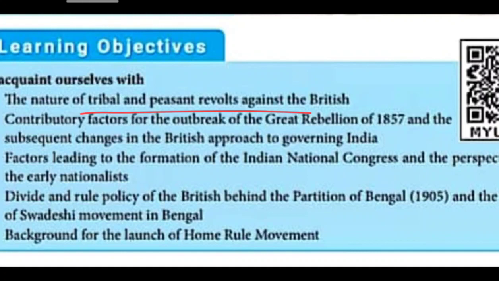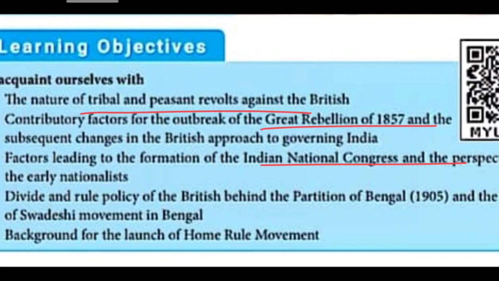Second one: in the following days, I am going to teach about the Great Rebellion of 1857. In the lower classes itself you might have learned it, so that also we are going to learn from this lesson. The third one, Indian National Congress formation. In 1885, the Indian National Congress was started by Allan Octavian Hume. Those things we are going to learn from this lesson.